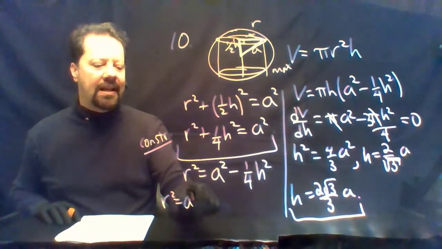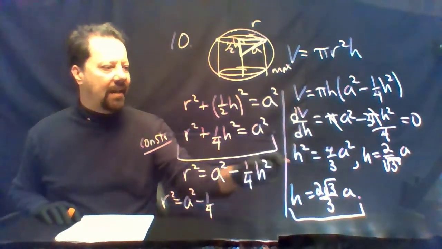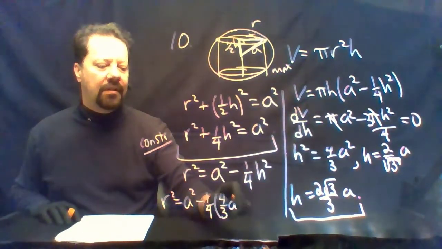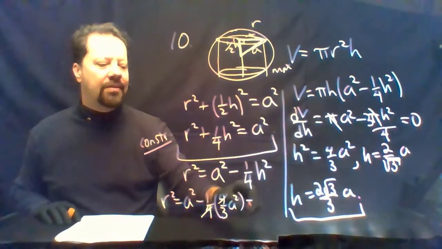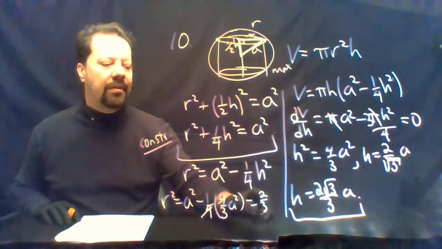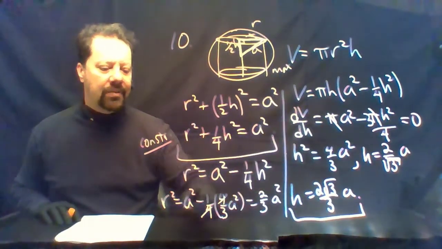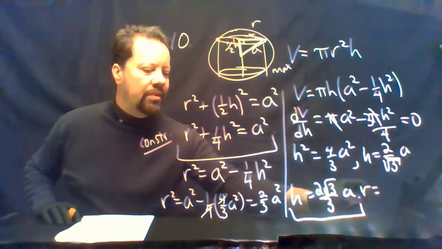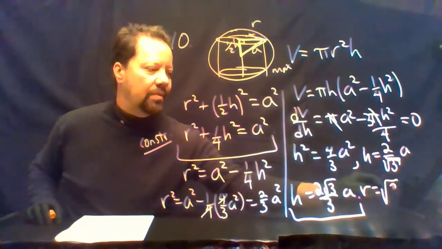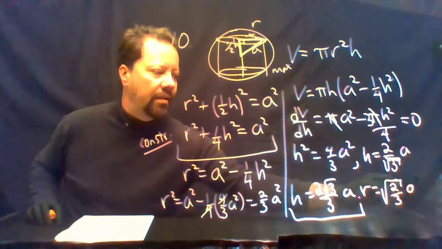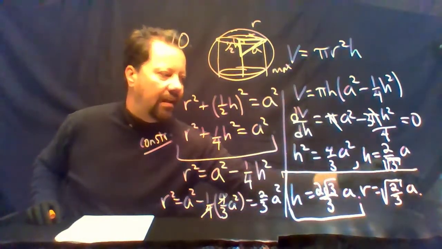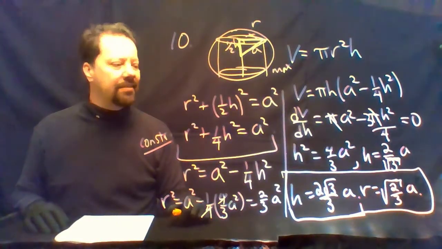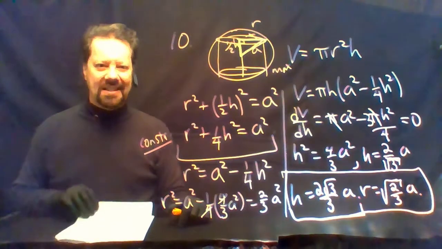R squared is a squared minus 1/4 h squared. H squared was 4/3 a squared, and so r squared is 2/3 a squared. One of them minus a third of them is 2/3 of them. Taking a square root, we'll get the square root of 2/3 times a. For the purposes of the exam, I won't require that you rationalize denominators. So that's it.